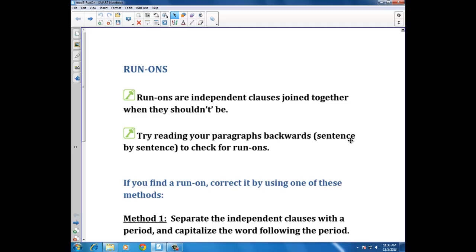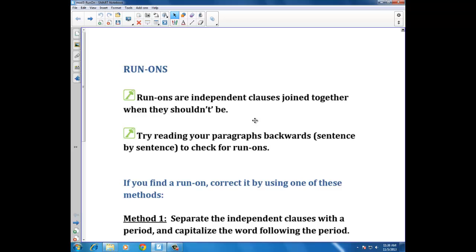Another type of sentence error is a run-on. Run-ons occur when writers join independent clauses together when they should not be. Run-ons can be very confusing to readers because it's difficult for the reader then to tell where one sentence stops and another begins.